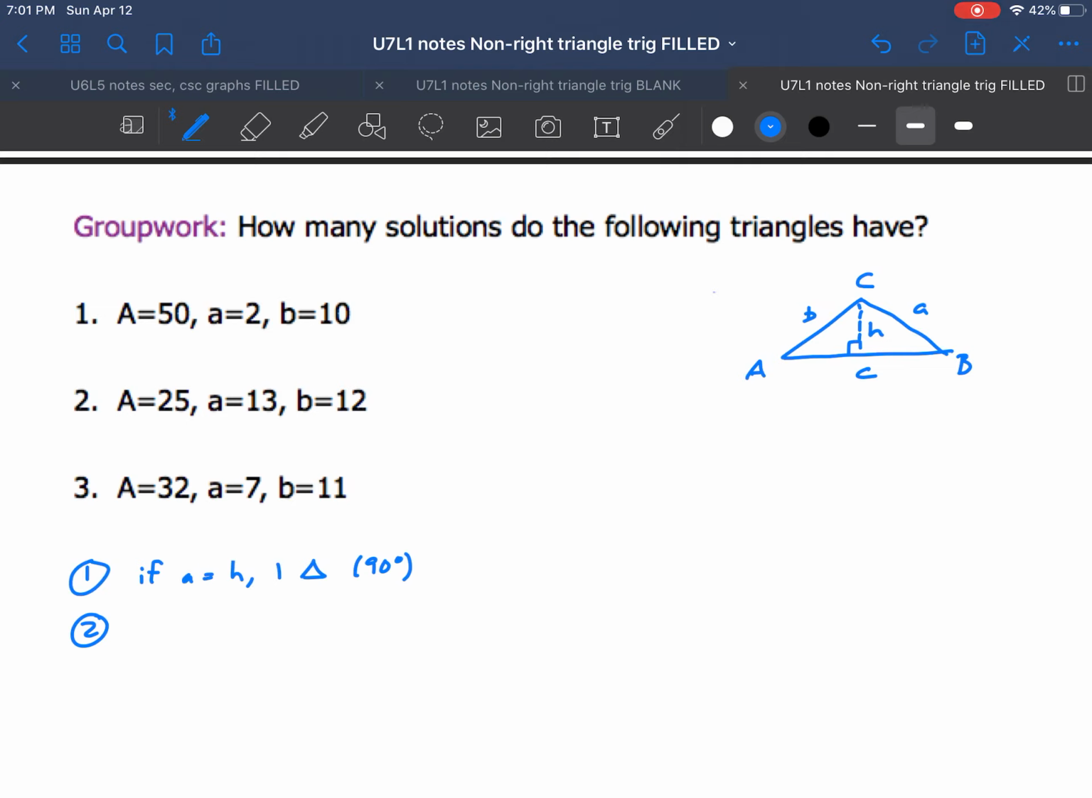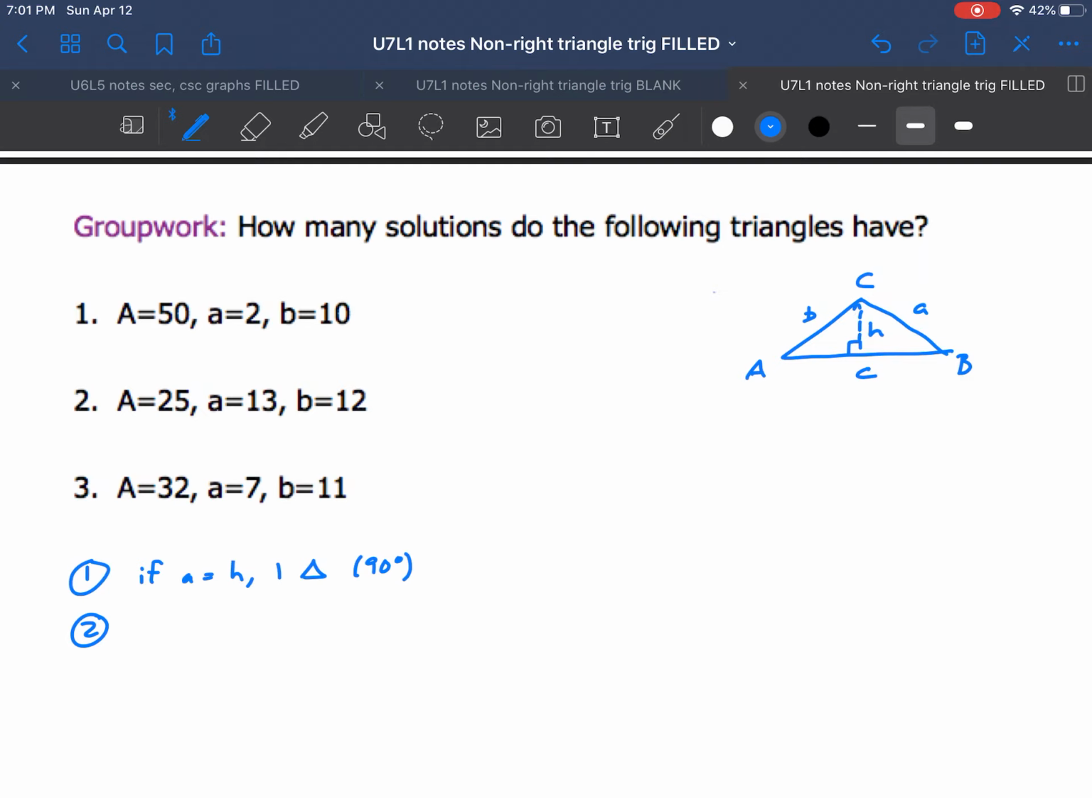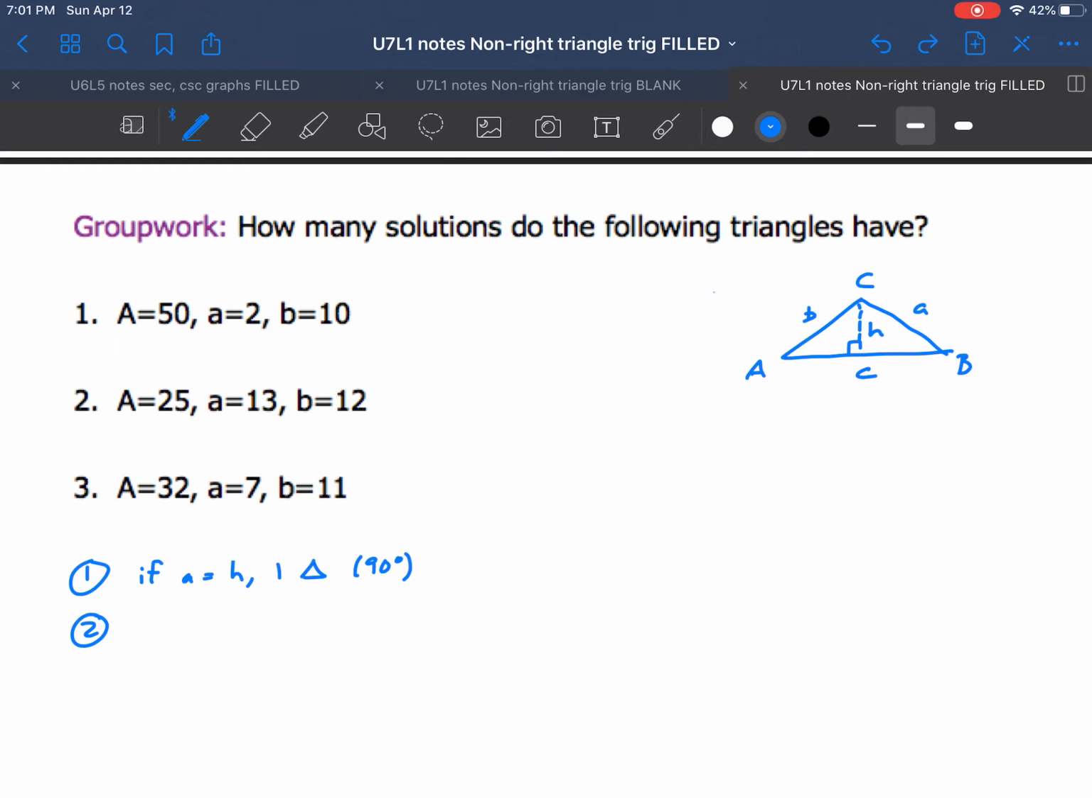But second case, let's assume that A is a little bit longer than H. And maybe it's hard to see, I'll try and draw another color, but if that's the case, maybe A could go this way, or it could go this way. So it's actually going to form two different triangles.